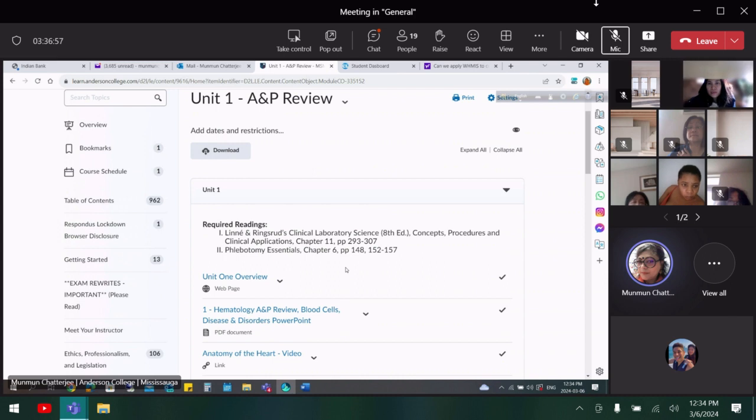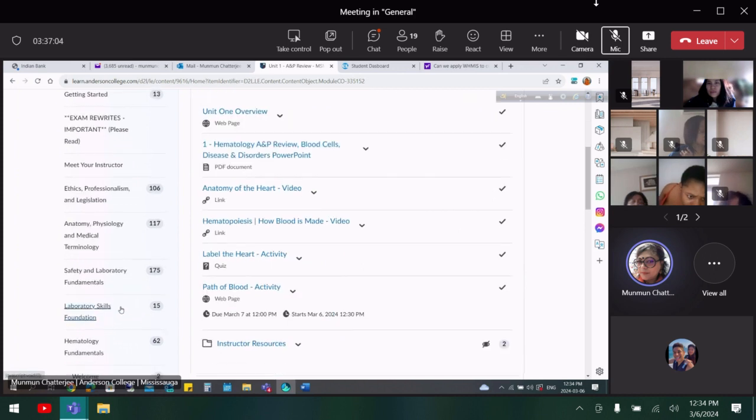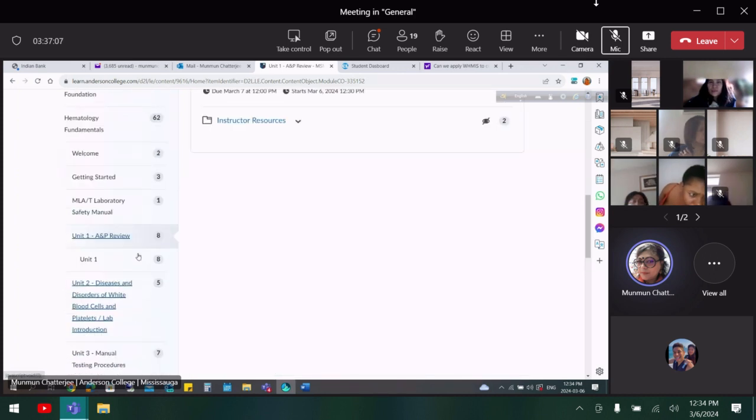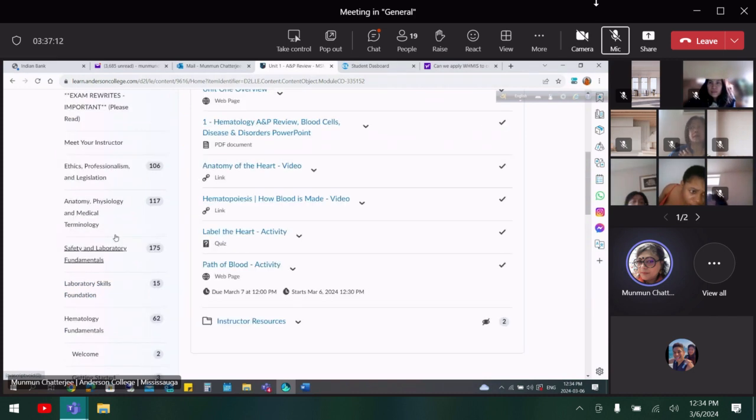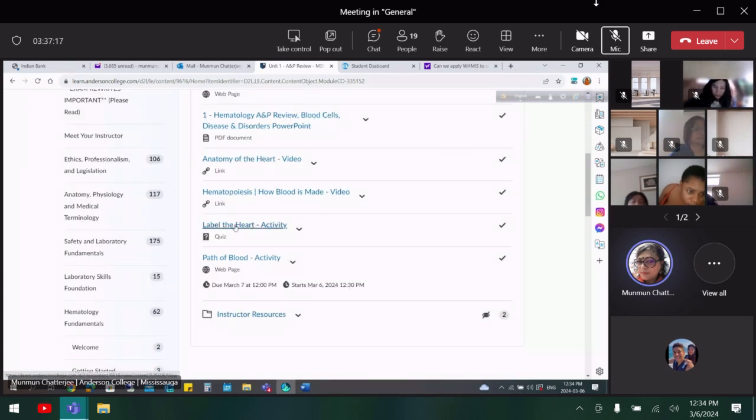Can you see my screen? Yes, I can see it. So I showed you, you are going to click. I showed you in the morning. You don't pay attention. This is the hematology Unit 1, A and P. And then if you go there, you see down level heart activity, path of blood activity. Okay. So then you are going to move forward to Unit number 2 and then you can see the other things. Got it?